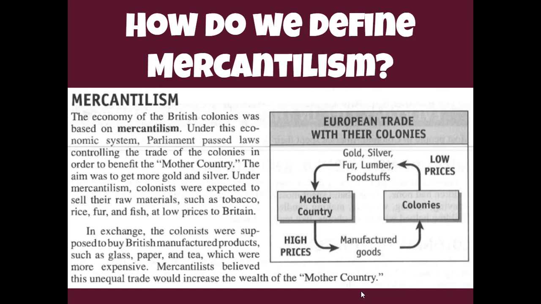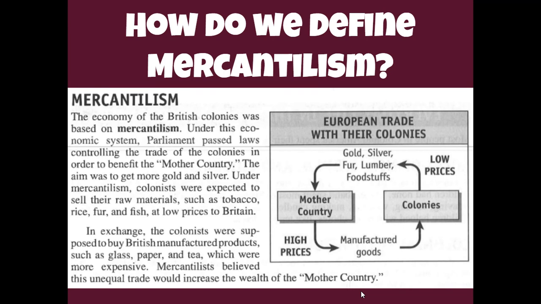You can see from the diagram to the right side of our screen here, this is European trade with their colonies, and this is how it worked for most nations. When we say mother country, we're referring to France, Spain, England, Portugal, one of those European nations that explored and created colonies in the New World. The colonies then are based in the New World or in the Western Hemisphere. When we think of those, we could think of Spanish colonies in the Caribbean, Portuguese colonies in what is modern-day Brazil, French colonies in Canada, or English colonies on the Atlantic coastline.